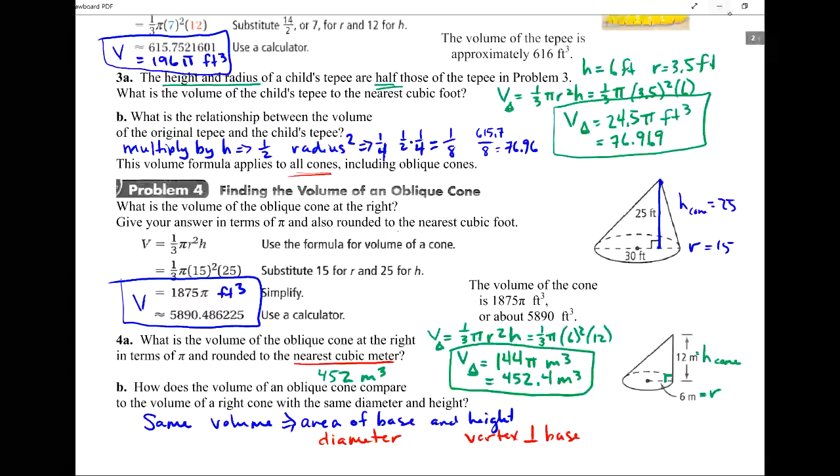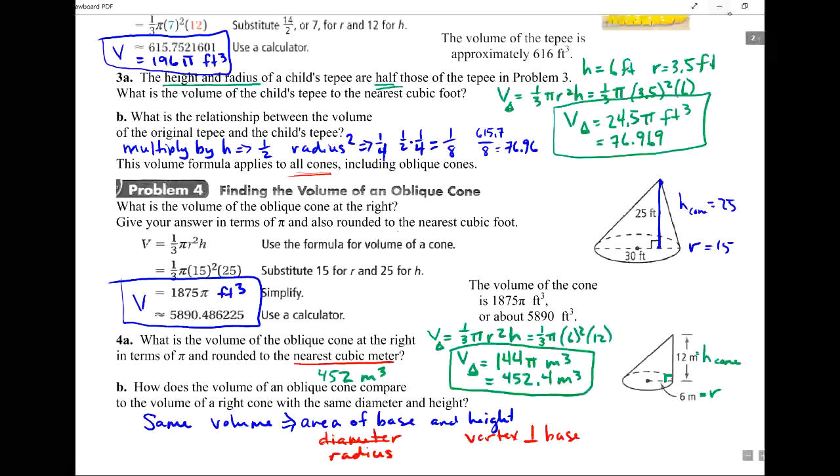The last one is, how does the volume of an oblique cone compare to the volume of a right cone with the same diameter and height? They are going to be the same, because volume is volume, whether our stack of papers is straight up and down or whether our stack of papers is tilted. This is because the area of the base is based on the diameter, based on the radius. We should maybe write radius there.